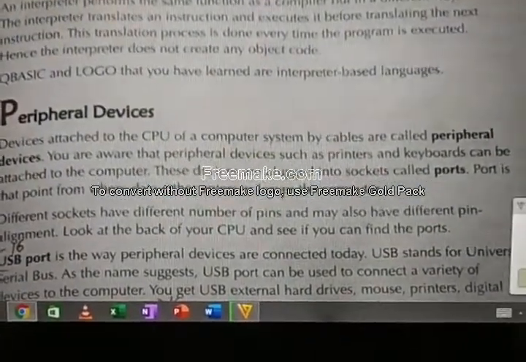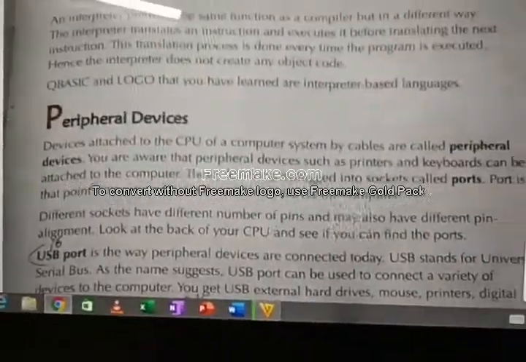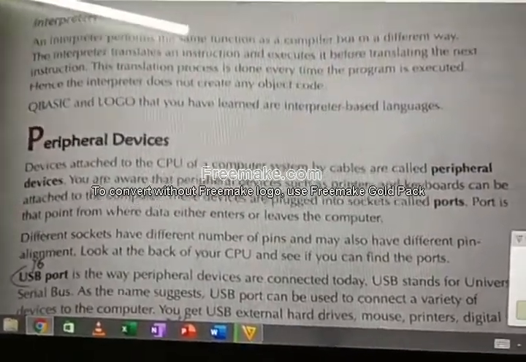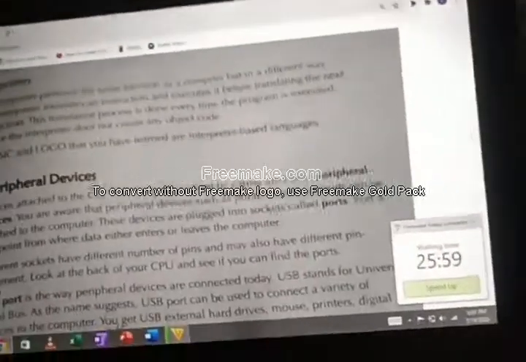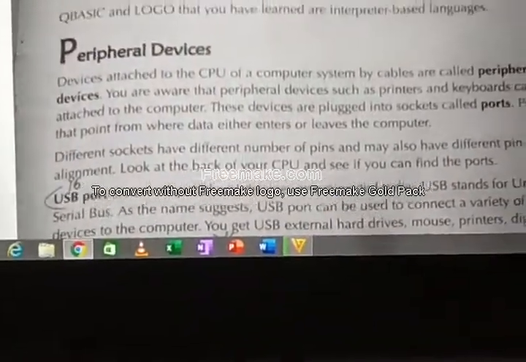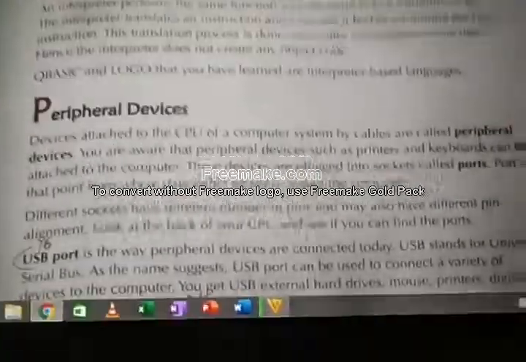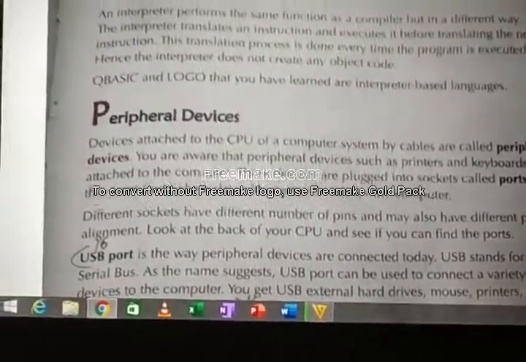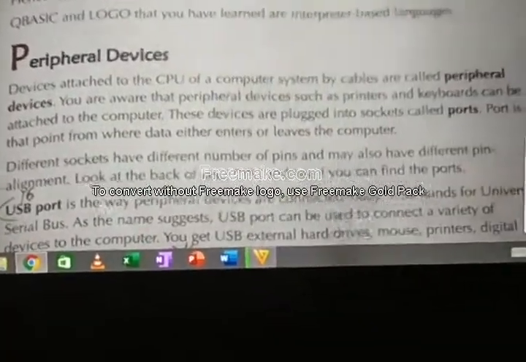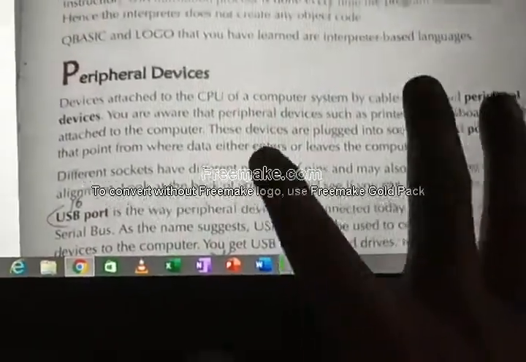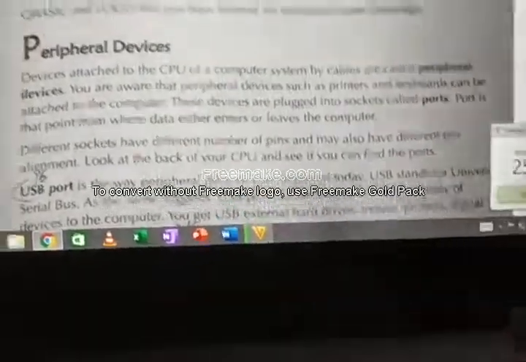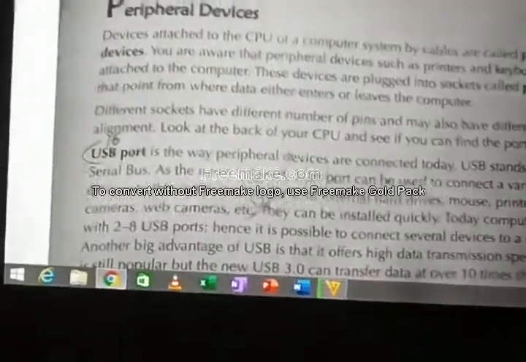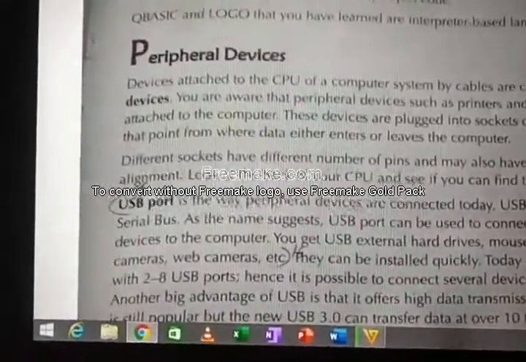Port is that point from where data either enters or leaves the computer. Port is the place where data enters and leaves the computer. By plugging in a pen drive, which is a peripheral device, what can you do? You can receive data from the computer and you can send data to the computer also. It is the place where data enters and leaves the computer.